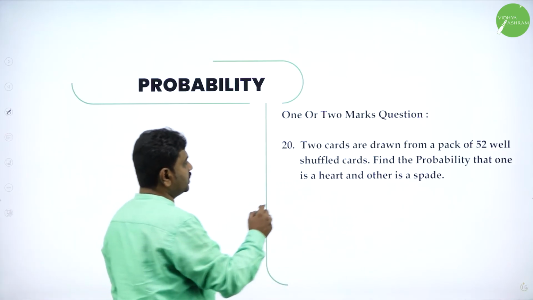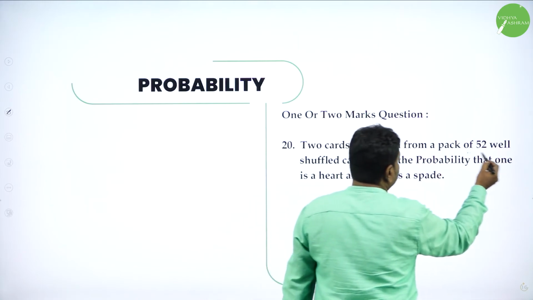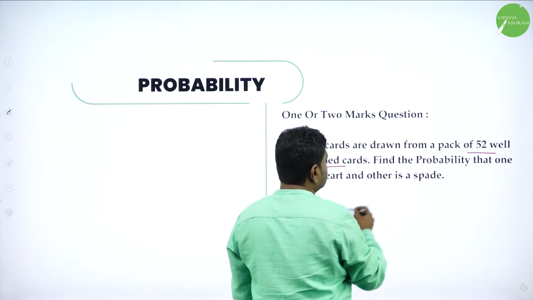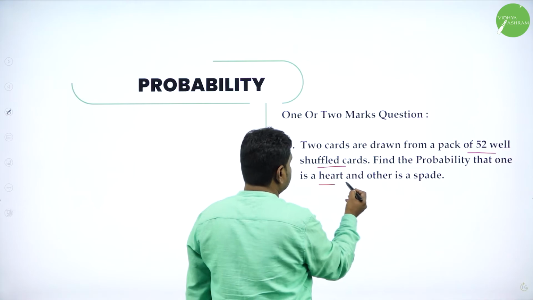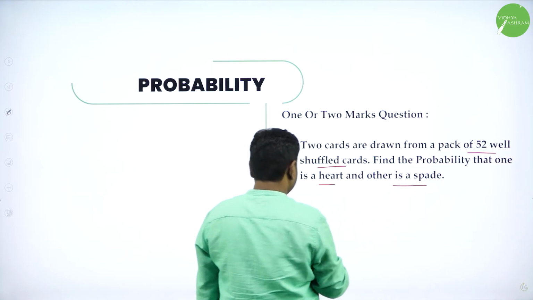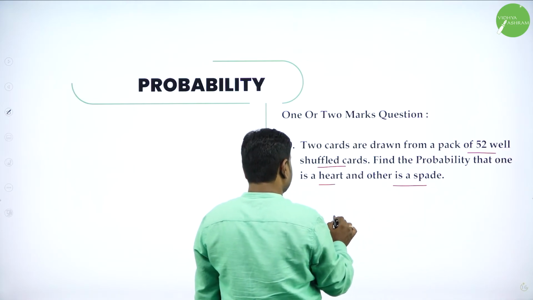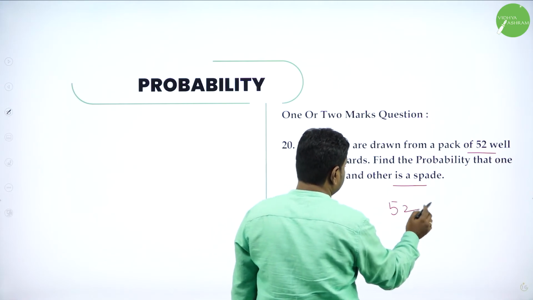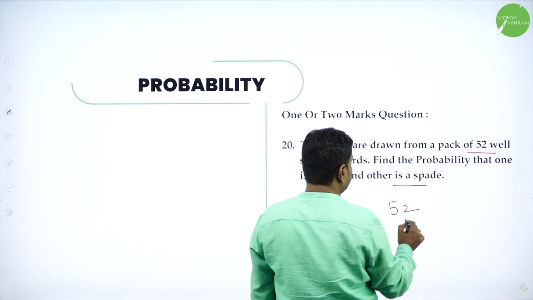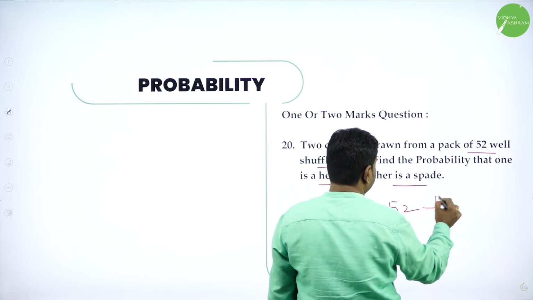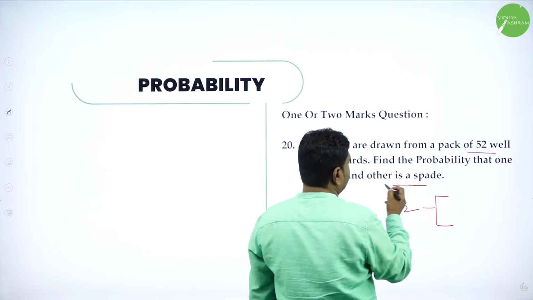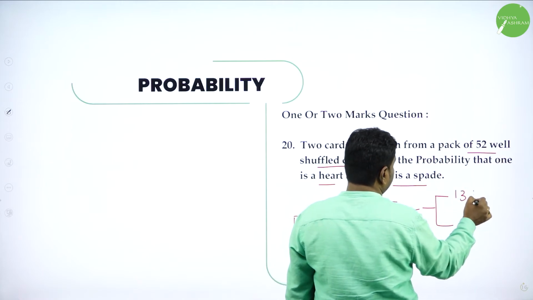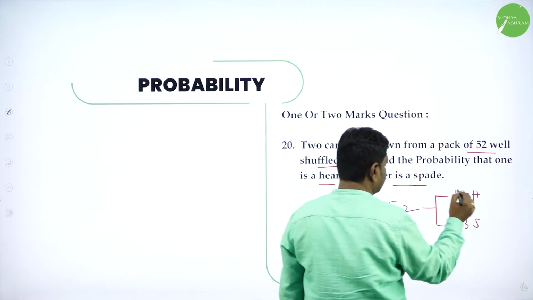Now 2 cards are drawn from a pack of 52 well shuffled cards. Find the probability that 1 is heart and 1 is spade. So you know probability is what? Favorable by total. Here 52 cards are there. They want 1 heart, so you know 13 hearts will be there and 13 spades will be there.